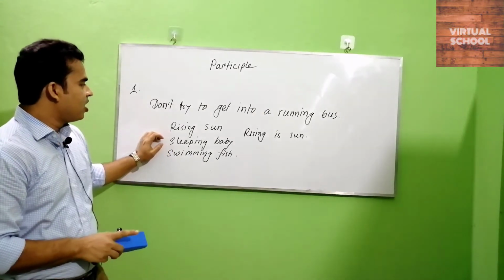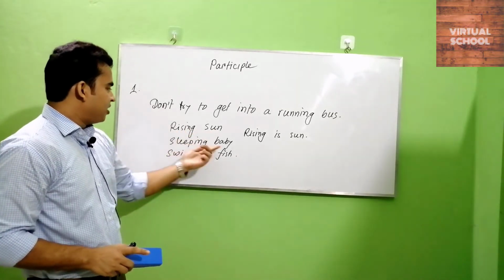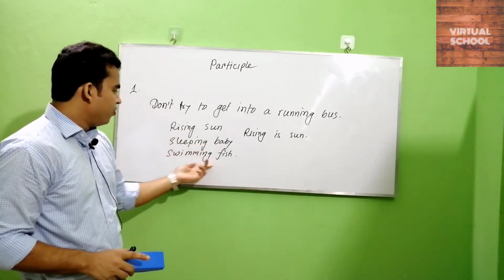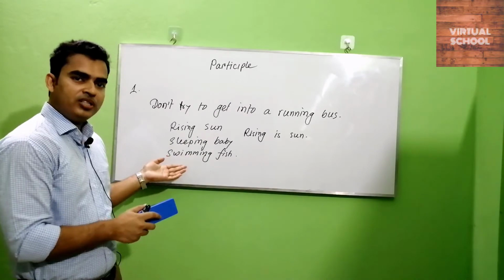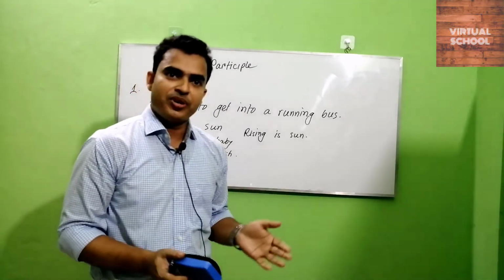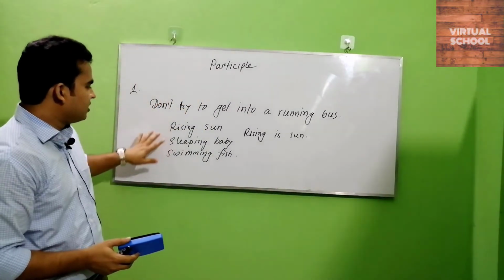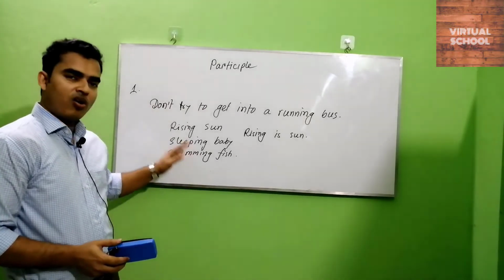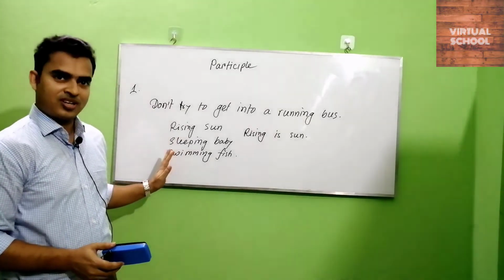Okay, so sun is rising, baby is sleeping, fish is swimming. All these sentences give correct meaning. So we can say that rising, sleeping, and swimming, all these are present participle. Clear?